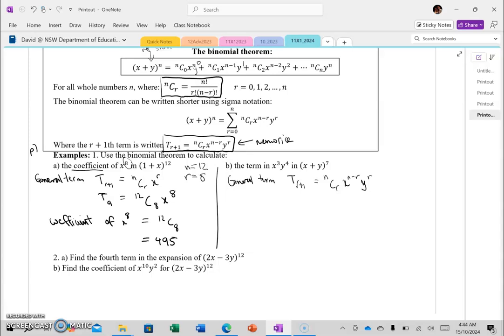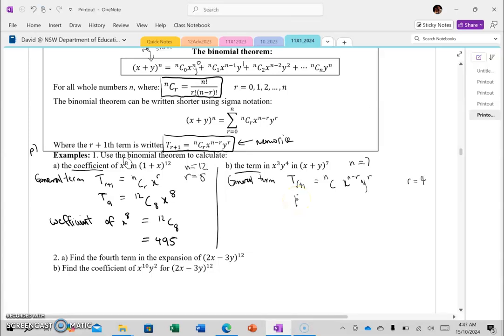Alright, let's find the term in x cubed y to the power of 4 in (x + y) to the power of 7. The general term of (x + y) to the n is given by this formula that you should memorize. Now the key thing here, n is going to be 7, that's your power. You have to think what r value you're going to use to grab this particular term. I think the easiest way is spotting that's y to the power of r, and we want y to the power of 4, so we want r is equal to 4.